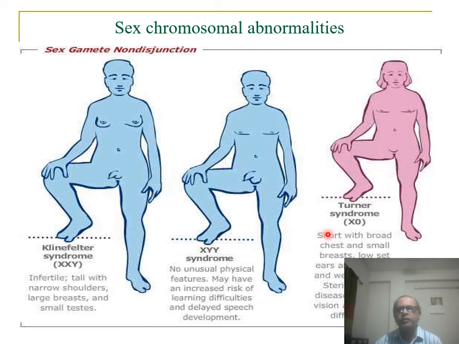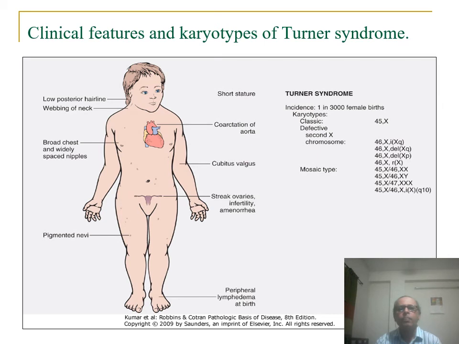This is Klinefelter syndrome in case of male, and this is Turner syndrome in case of female. You can see it in the figure. This is also Turner syndrome features. Variety of Turner: we know there is karyotype 45X, and other karyotypes may occur. There are several karyotypes.